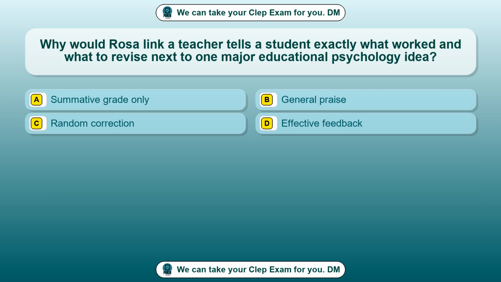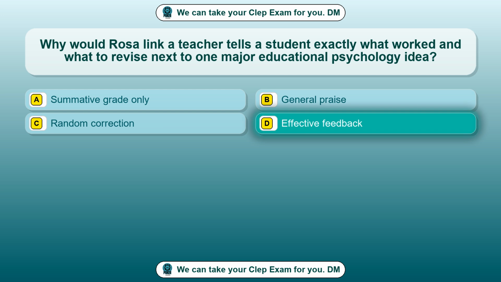Question 77. Why would Rosa link a teacher telling a student exactly what worked and what to revise next to one major educational psychology idea? Option A, summative grade only. Option B, general praise. Option C, random correction. Option D, effective feedback. The correct answer is option D.